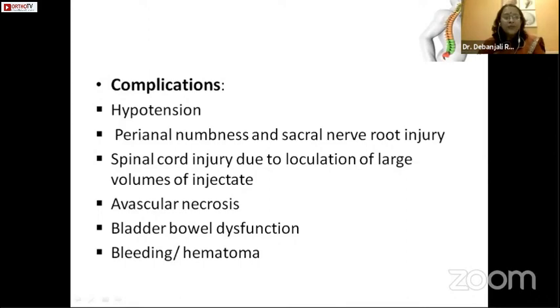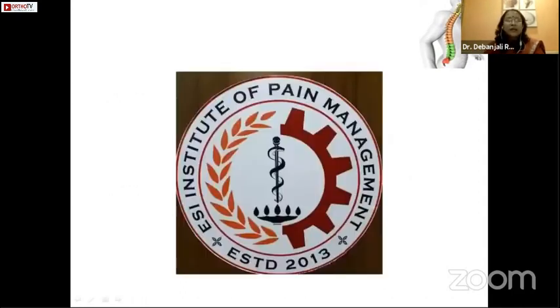Complications are hypotension, perianal numbness, and sacral nerve root injury. Spinal cord injury due to localization of large volume of injectate. See, if we give more than 10 ml of hypertonic saline in case of caudal adhesiolysis, we may injure it. Then avascular necrosis, bladder bowel dysfunction, bleeding, hematoma. In some cases, maybe rectal injury, because all the structures are very close to each other.